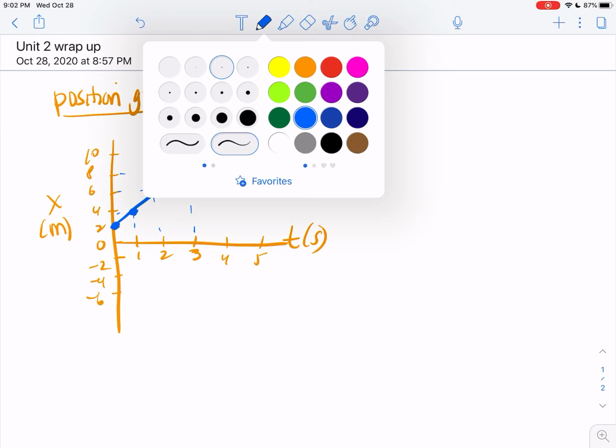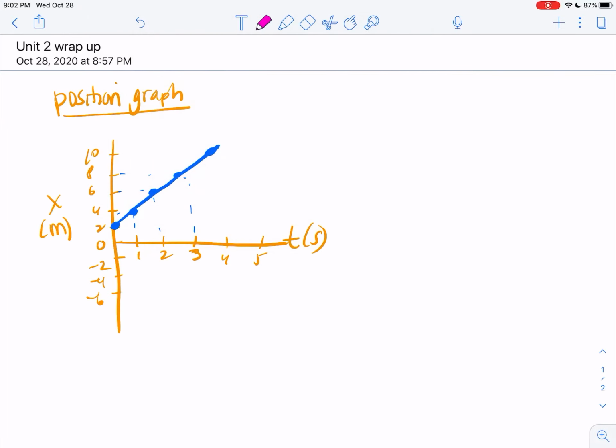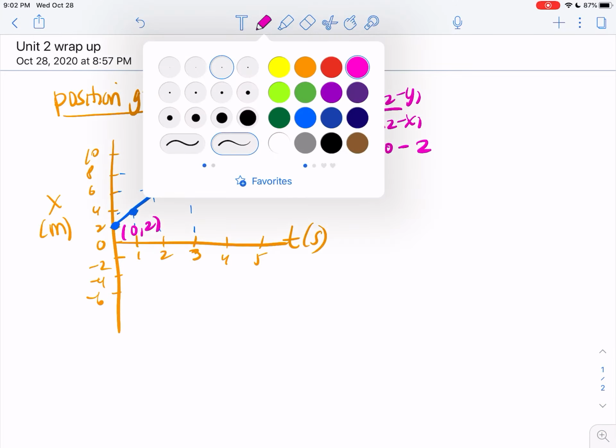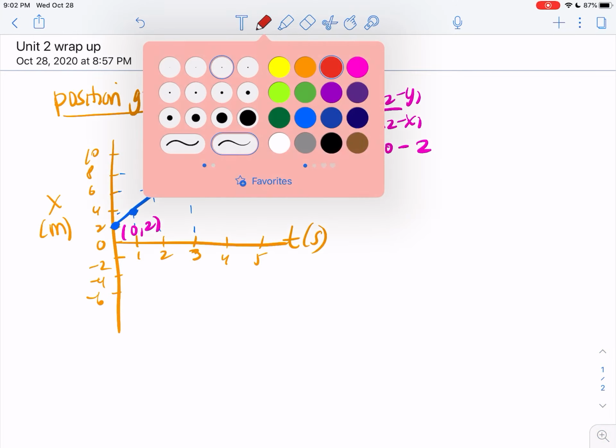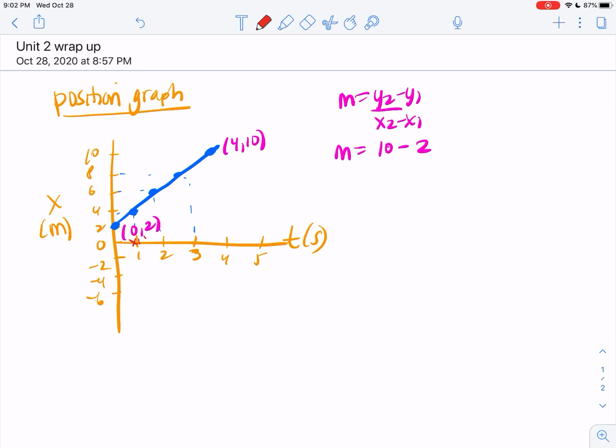Then we're going to pick 2 points: (0, 2) and (4, 10). When you find the slope, you're going to do y2 minus y1 over x2 minus x1. So that's going to be 10 minus 2. Let me pick a different color. This is going to be my x1, y1, x2, y2.